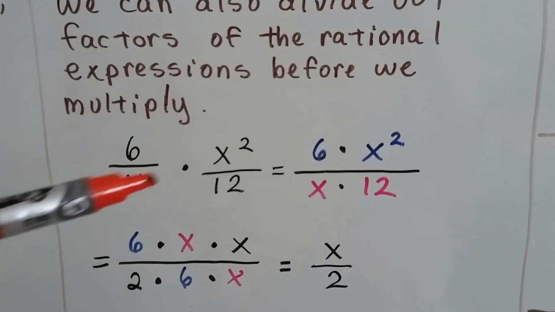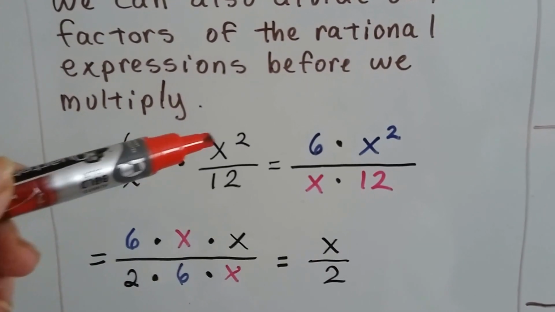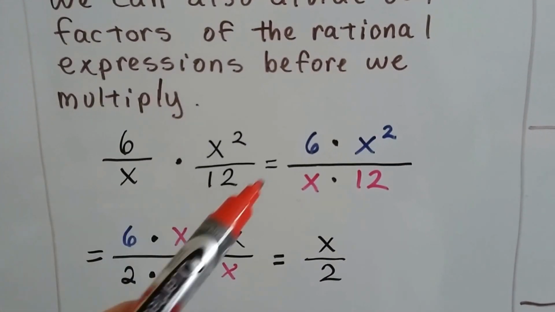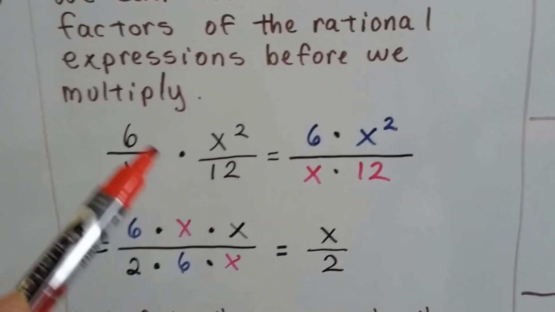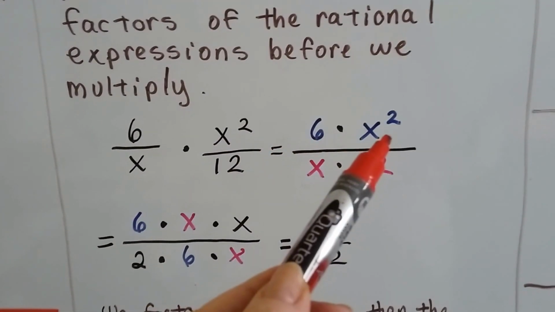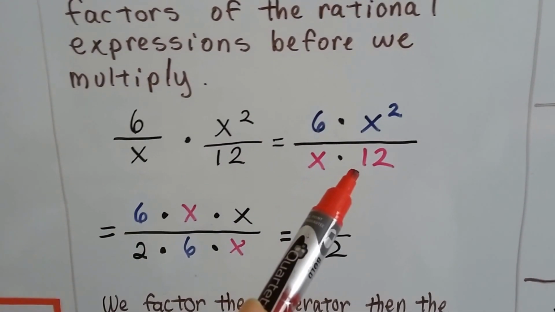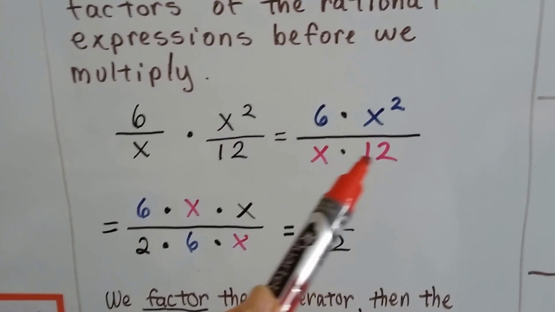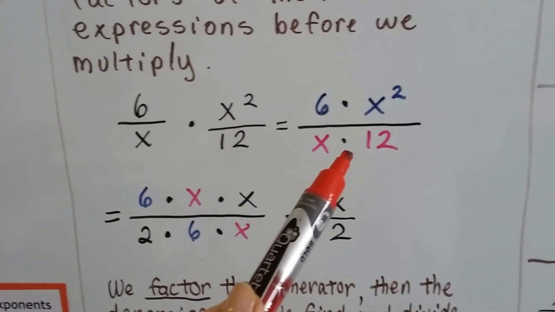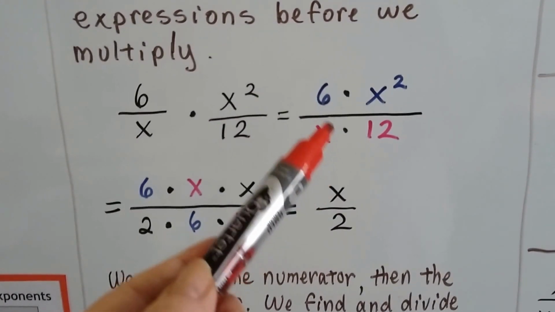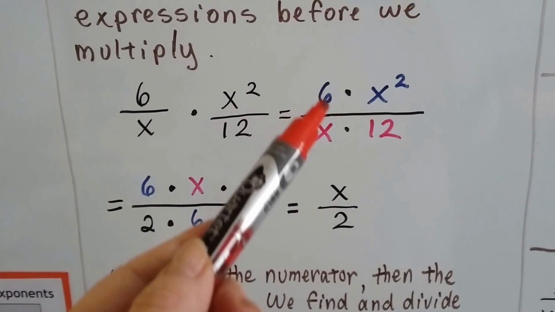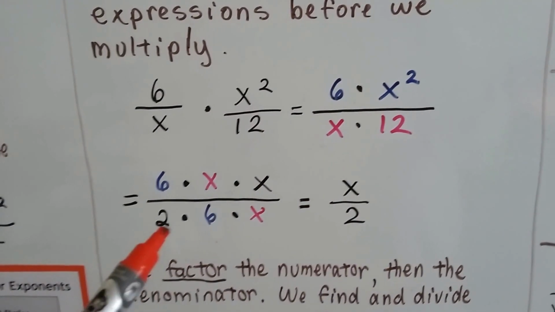If we've got 6 over x times x squared over 12, we draw one long fraction bar, and we put our 6 times x squared on the top as the numerator, and our x times 12 as the denominator, and now we need to factor them with common factors. Well, the common factors for 6 and 12 are a 6 and a 2 times 6, right?